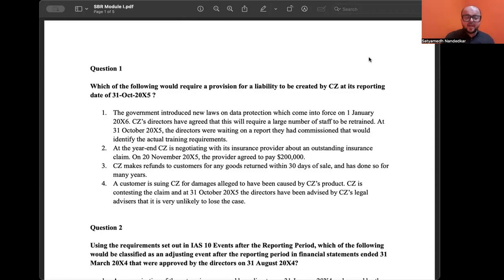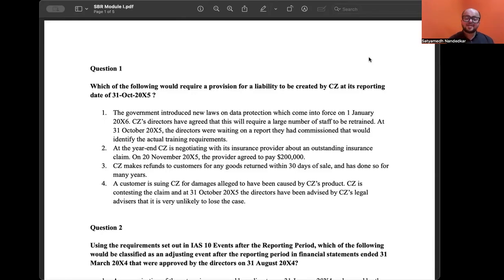If you observe this first question, the government introduced new laws on data protection which come into force on 1st of January 2006. My reporting date is 31st of August 2005. CZ's directors have agreed that this will require a large number of staff to be retrained. At 31st of October, the directors were waiting on a report they had commissioned that would identify the actual training requirements. While it is clear that the new law for data protection will come into force on 1st of Jan, on 31st of October, you have to see whether all the four conditions are getting fulfilled.